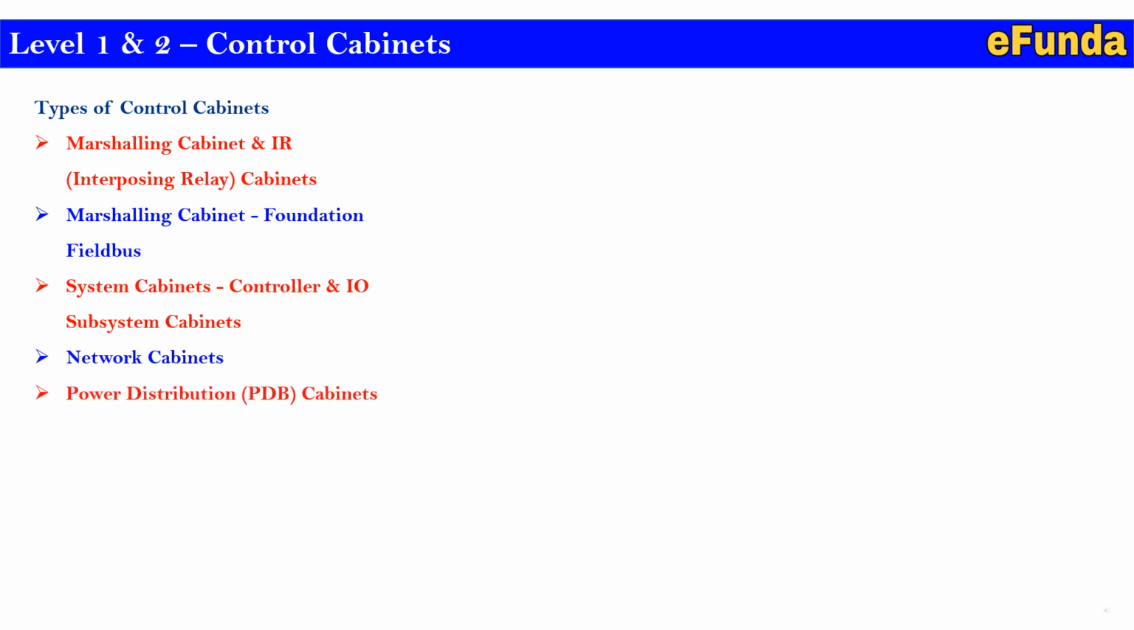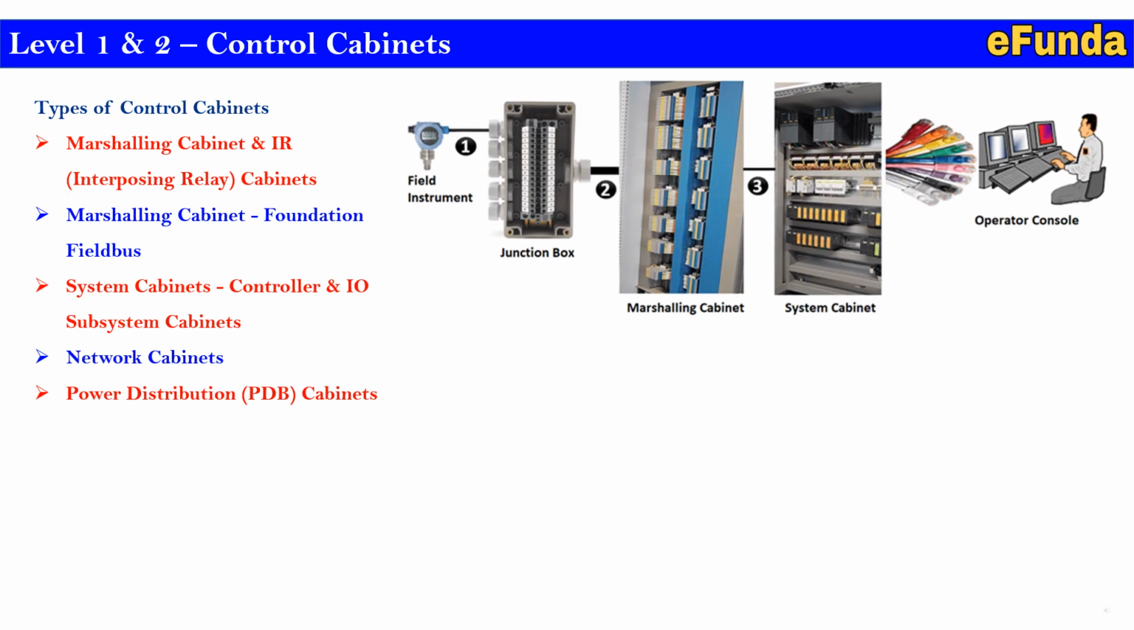One can refer to another picture where we have covered the cabling from field instruments to the operator console, where one can see the field instrument which is connected to the junction boxes, and further junction boxes is connected to the marshalling cabinet, and further it will go to the system cabinet, and finally it will reach the operator for their necessary information and action.